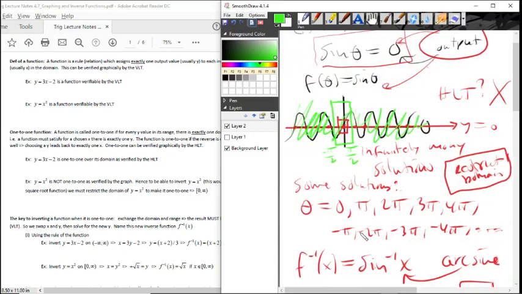The principal solution comes about as a result of an agreed upon restriction on the domain of the original function in order to get it to pass the horizontal line test. By focusing in on this little box from negative pi over 2 to pi over 2, we get a graph that does pass the horizontal line test, and the only point within this box associated with an output of 0 is that point right there, and that point has an input of 0, so 0 becomes the only solution that matters here, the principal solution.